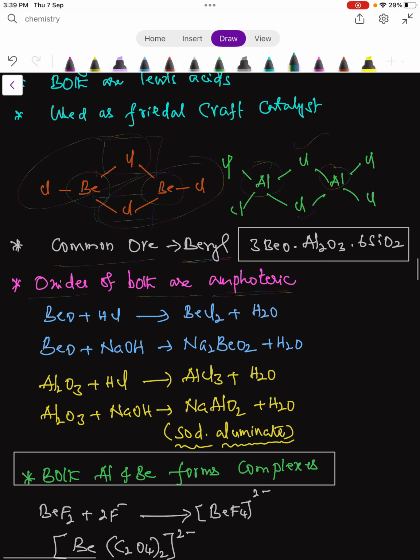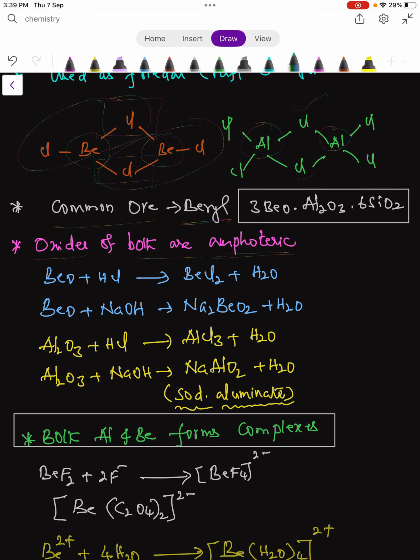That you can understand by the following equations. Beryllium oxide reacts with acid, and the same beryllium reacting with base forms different compounds. A substance which reacts with both acid and base is said to be amphoteric in nature. In the same way aluminium reacts with HCl and also with NaOH, acid and base. So both have amphoteric nature.